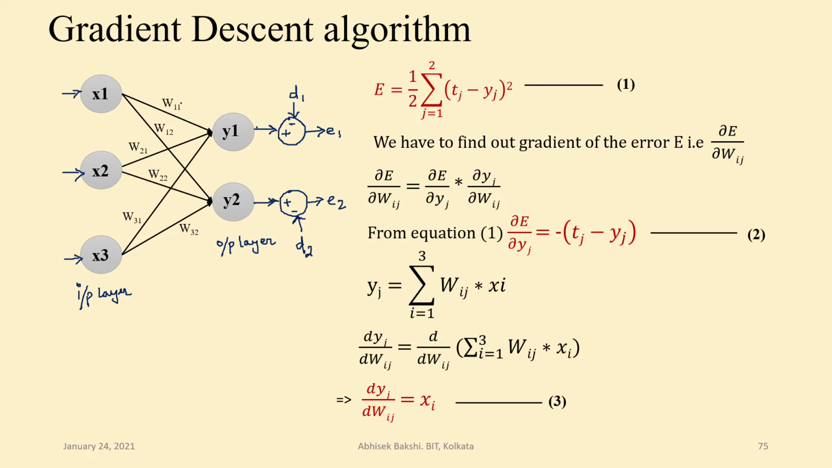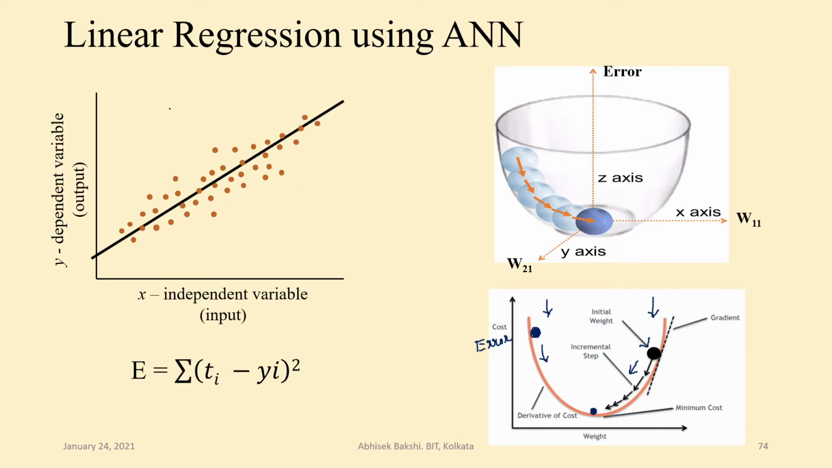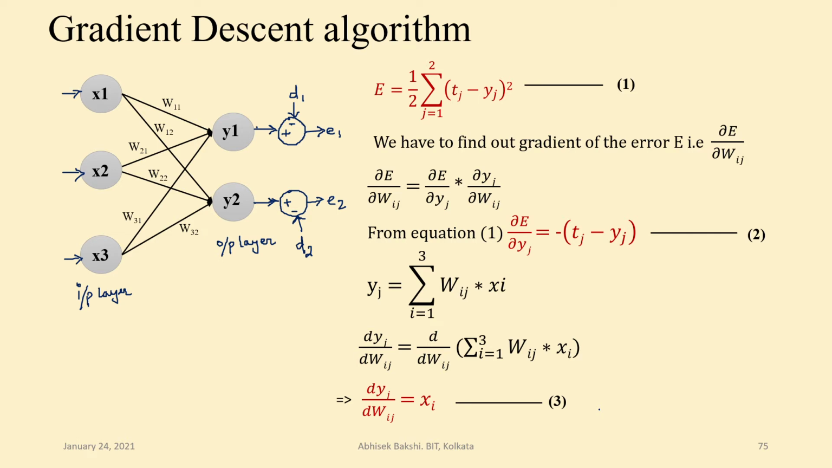Now, if you come to this particular point, you will see that there is no change of this error. There is no change of this error. So naturally I can say that this dE/dW will be 0, right? So let's see what we have actually defined.